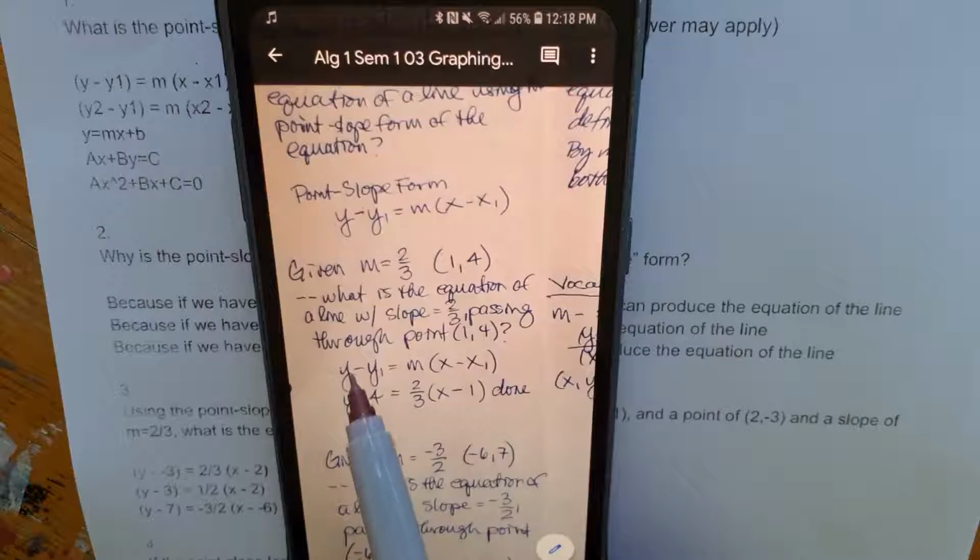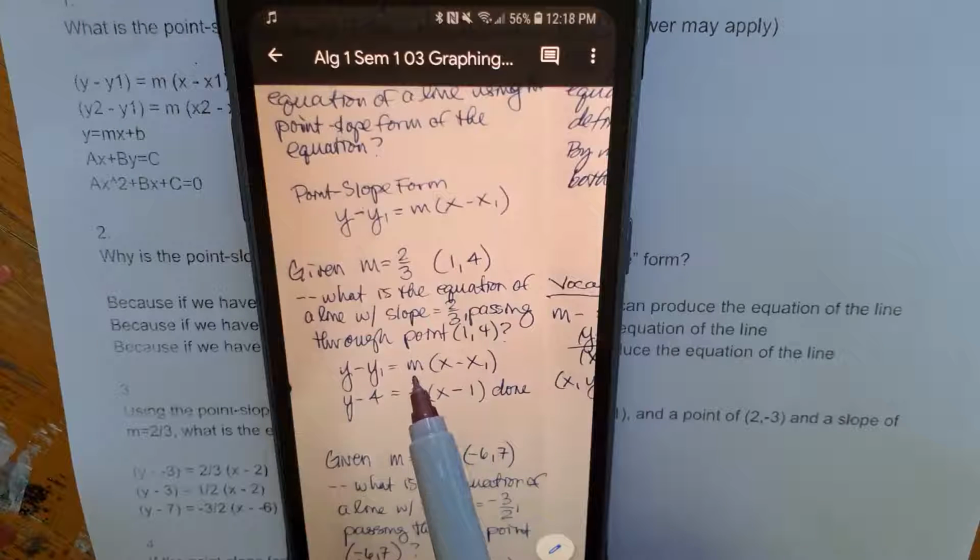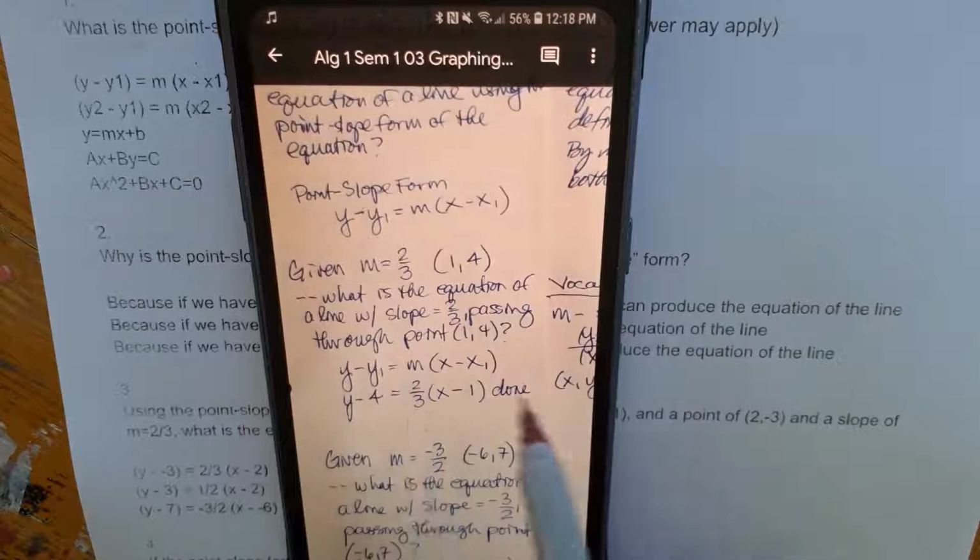The formula has a negative. That's why it's -4. Okay, the formula has the negative in it. See it? Then on the x, there's a negative in here too. So drop in the x, it's 1, x minus 1, and drop in the slope, 2/3. This is it. You're technically done.